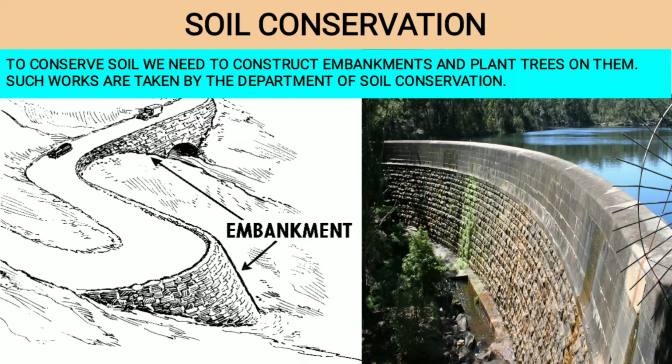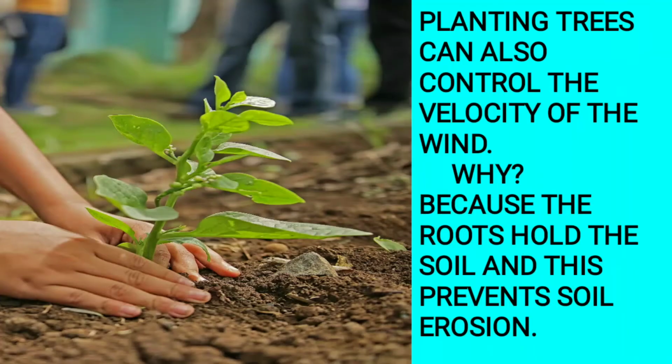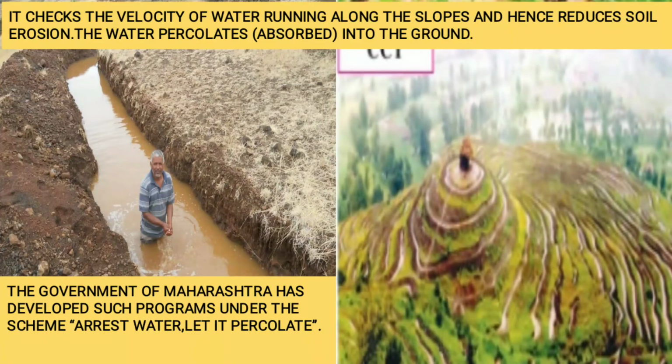When you are constructing an embankment, you can see the embankment over here in the picture, and when you are planting the trees, they will hold the soil. This means we are protecting the soil, conserving the soil. Second thing you can do, you can plant the trees because they control the velocity of the wind. Why? Because the roots hold the soil and prevent soil erosion. Second, it checks the velocity of water running along the slopes and hence reduces soil erosion.